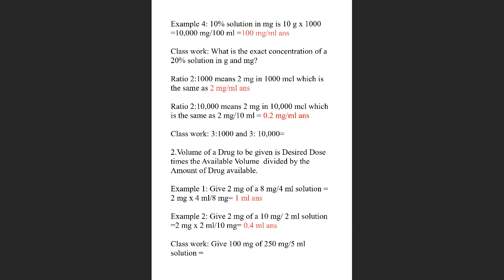Milligrams will cancel out milligrams, so your answer can only be in mils. So that's 2 times 2, that's 4, divided by 10. The point is moving to the left, so it's 0.4 mils. So we would draw up 0.4 mils of the 2 mil solution, and that would be the 2 milligrams that we give the patient.